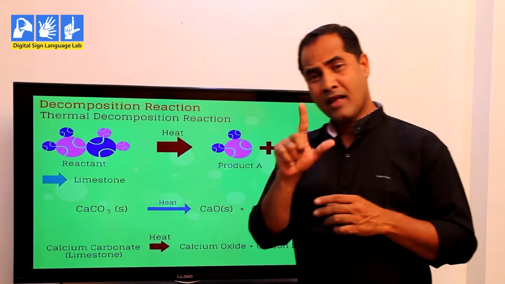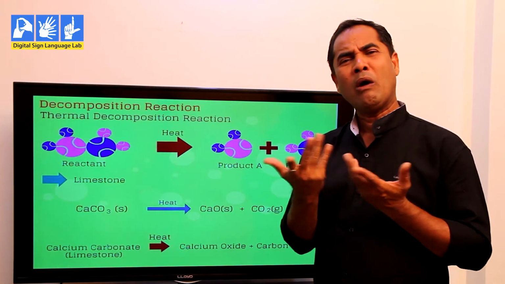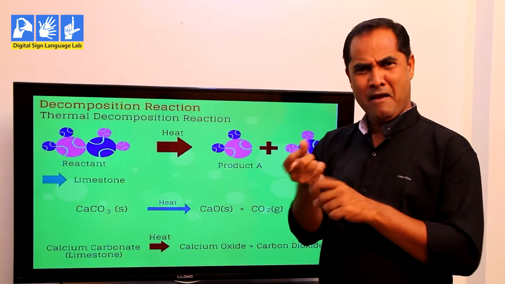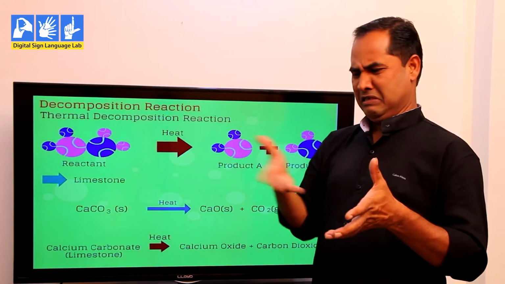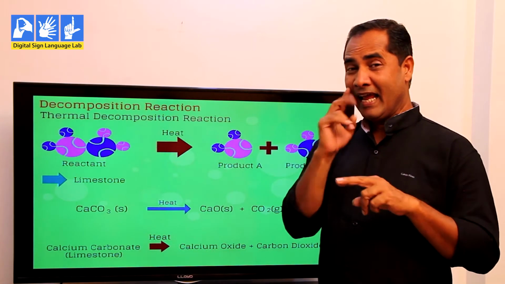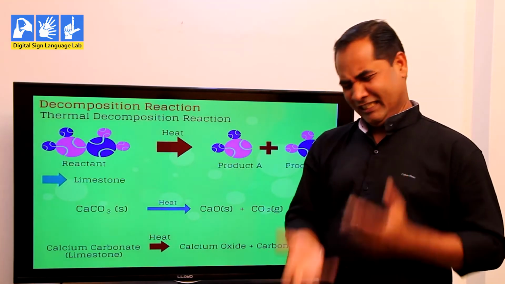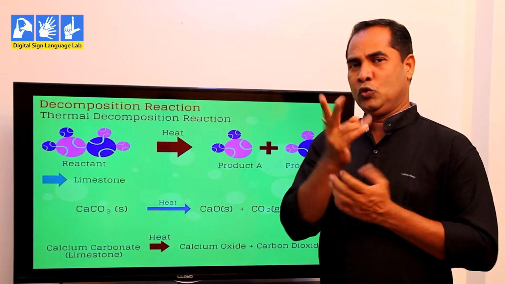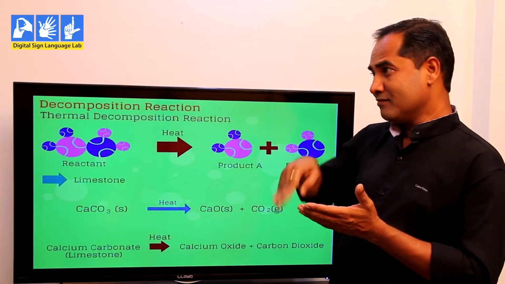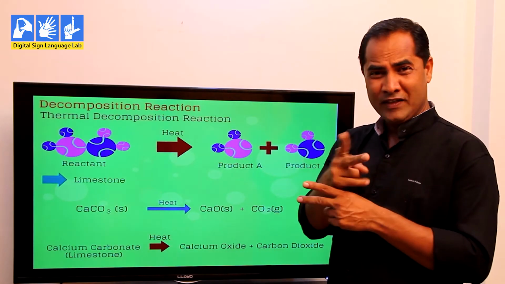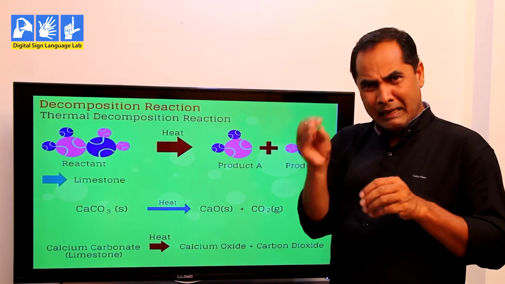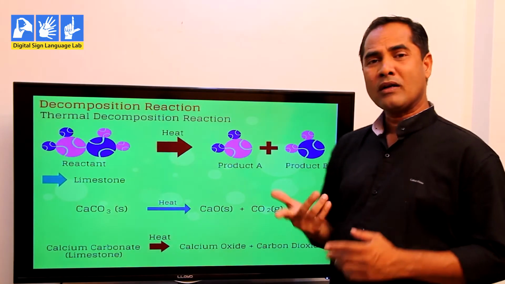You all must be knowing about limestone. It's the same as the chalk that we use in the house. It's one of the minerals that we get from inside the earth. If you take this limestone and you heat, you get two products. One is calcium oxide, called lime, that you actually use in painting. And the second one is carbon dioxide.